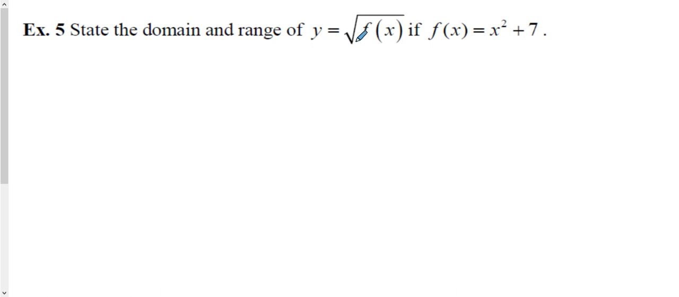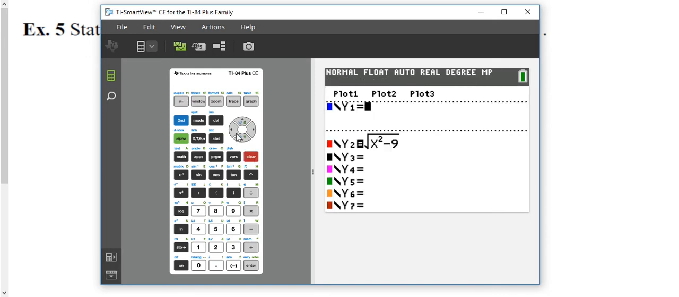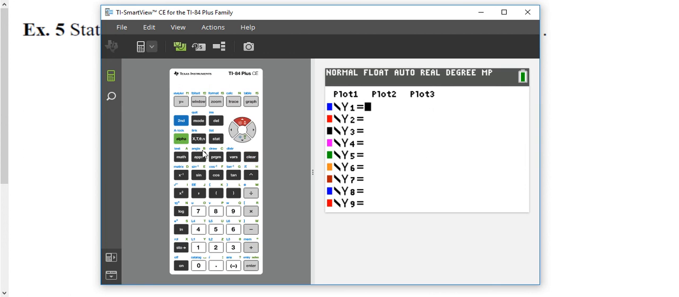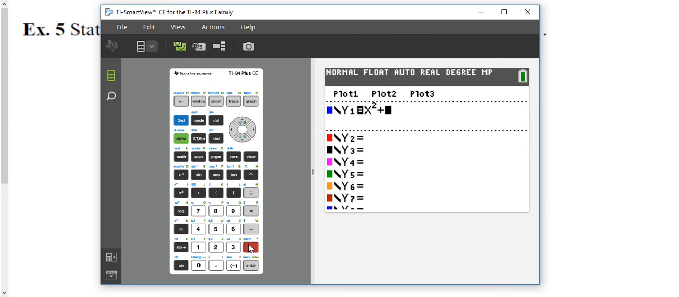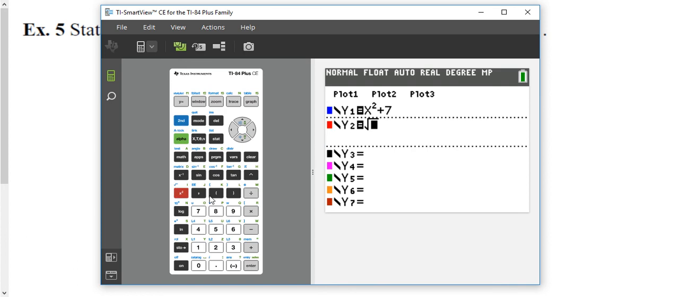Our last question for the day: state the domain and range of y equals the square root of f of x if f of x equals x squared plus 7. So for this one, let's do a quick graph, and I'm going to use my graphing calculator to help me figure out my domain and range. So here our original graph was x squared plus 7. And my new function was the square root of x squared plus 7.